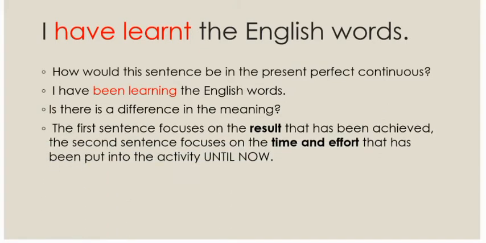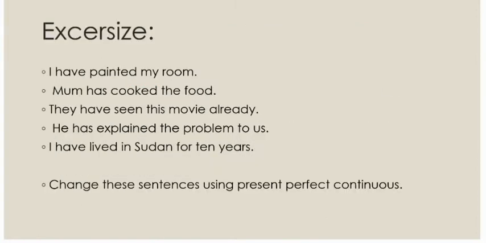I have learned the English words focuses on the result that has been achieved. You were learning, you were studying, and you have learned. This is the end result. The second sentence focuses on the time and the effort that has been put into the activity until now. I have been learning, okay? This is the effort that you have been putting in, all right? It's continuous.